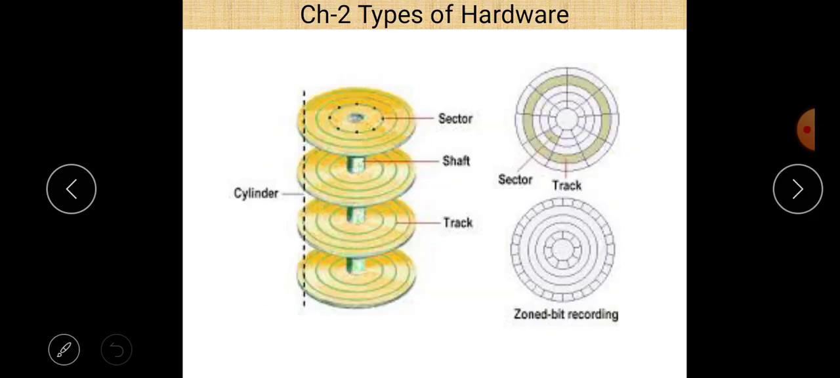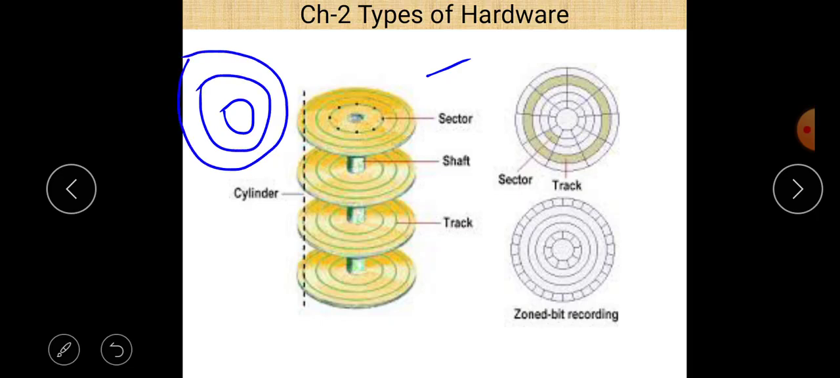This is the diagram of a hard disk. You can easily see it on the screen. First of all, a hard disk is a magnetic disk, and a hard disk is divided into cylinders, tracks and sectors. That is the diagram of a hard disk. When we talk about sectors or tracks, tracks are nothing but concentric circles, just like that. These are the concentric circles, and these are called the tracks. Then again, tracks are divided into pie shaded regions.